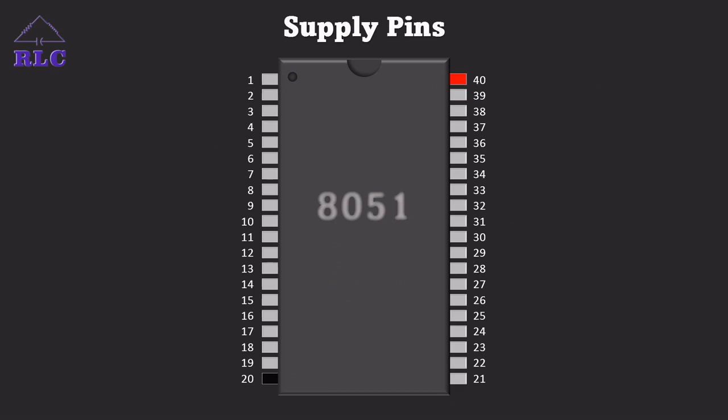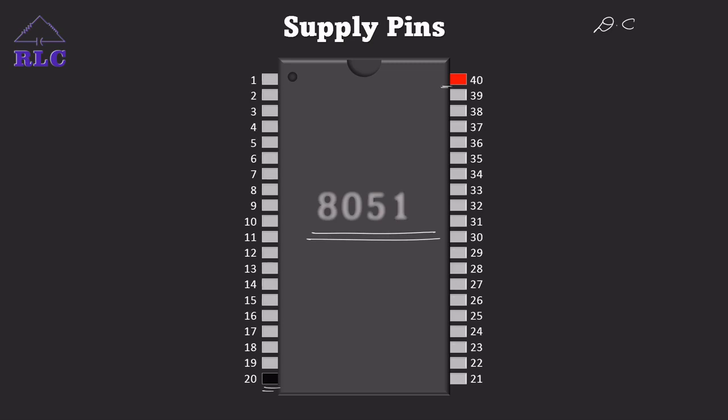Now we'll see the supply pins. Whichever IC we take, those ICs require supply for proper working. Same as that, our 8051 requires a constant DC voltage supply. Where we connect it, we are going to observe. We can see over here pin number 40, which I have changed to red color, and pin number 20, which has been changed to black.